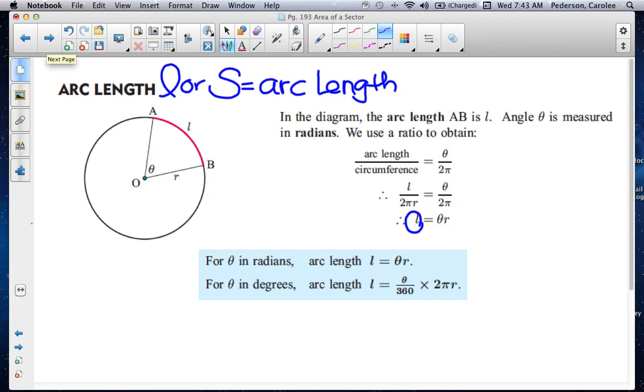So we have a central angle theta, and we want to find out what is the distance around this curve, which we call the arc length, L. You can also refer to it as S.